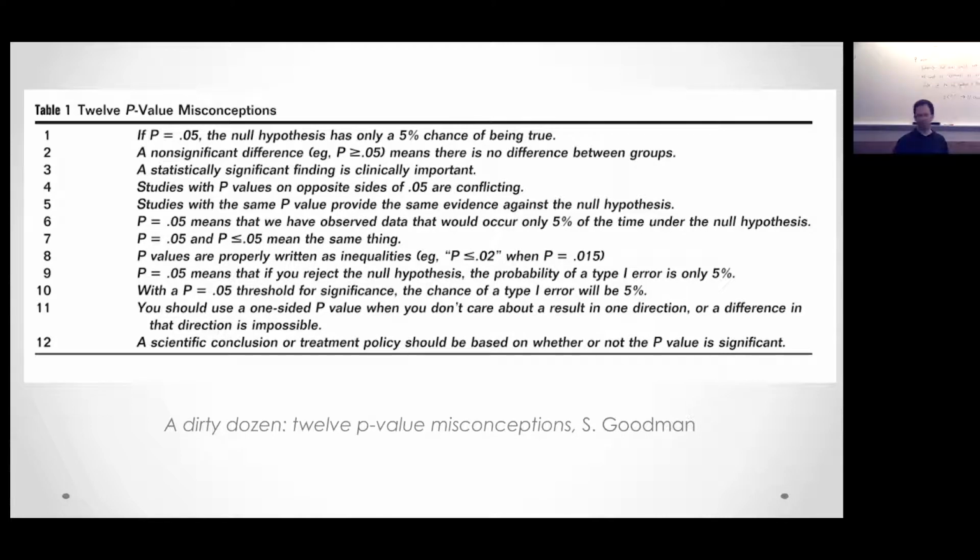This is a nice paper. It's linked in the syllabus. It's about a bunch of ways that the p-value is misinterpreted. This is the number one misinterpretation: if p equals 0.05, the null hypothesis has only a 5% chance of being true. That's not at all what it says.